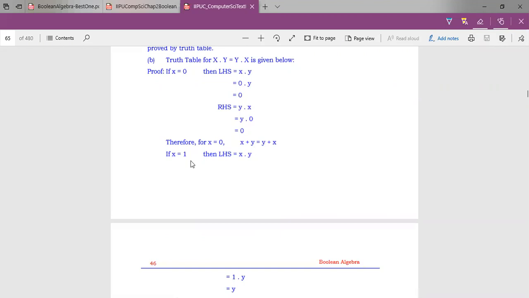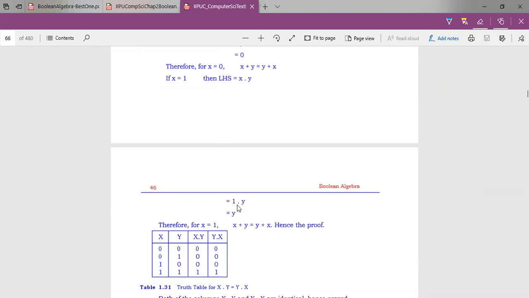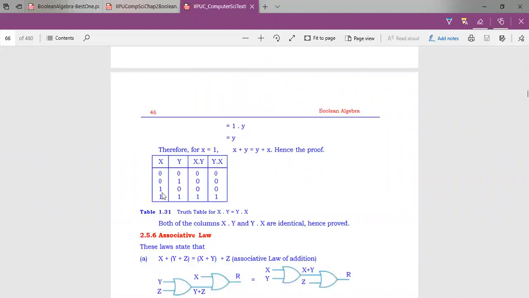Similarly, put x is 1. LHS, x dot y is equal to 1 dot y, x is 1, so 1 dot y is equal to y. Therefore, in both the cases, x dot y is equal to y dot x. Hence the proof. The truth table is given here. x, y, same combination: 0 0, 0 1, 1 0, 1 1. x dot y: 0 dot 0 is 0, 0 dot 1 is 0, this is also 0, 1 dot 1 is 1. y dot x, same. So by comparing the last two columns, we conclude that x dot y is equal to y dot x. So the truth table, I think, is a very simple proof.